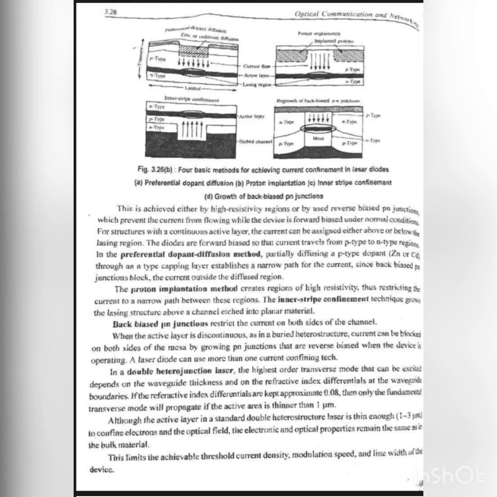In a double heterojunction laser, it depends on the refractive index. If the refractive index is, suppose, 0.08, then the transverse mode will propagate if the active area thickness is 1 micrometer. So there are some restricting conditions for light to propagate in the active layer, which limits the threshold current density, speed and line width in the device. These are the four structures mentioned in the diagram. The arrow mark implies the direction of current.